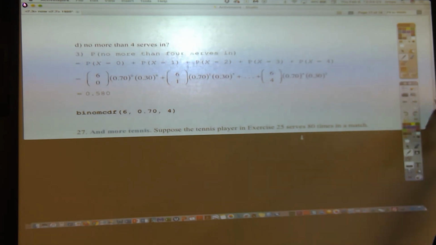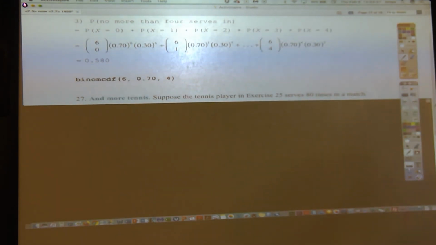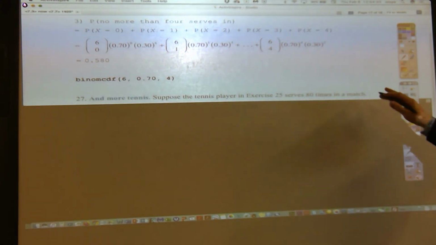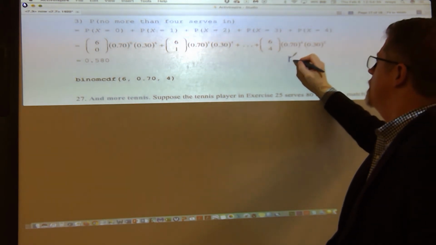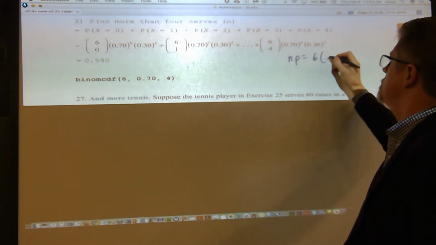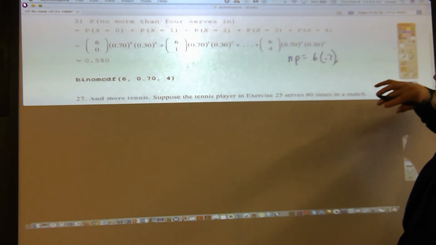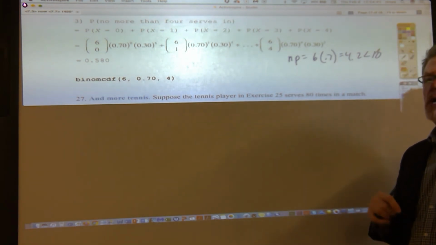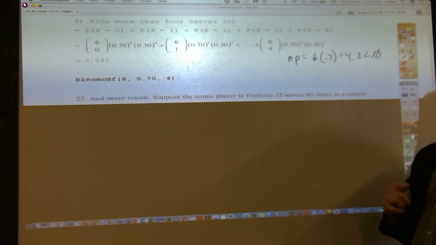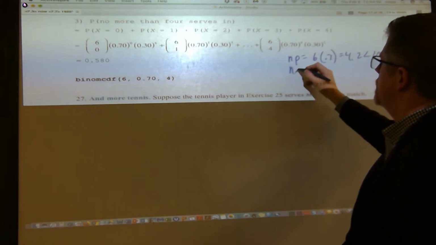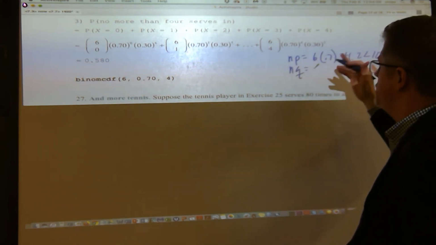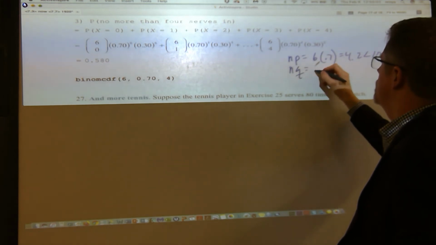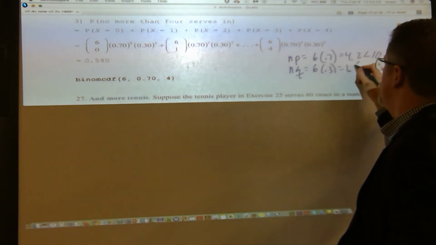Okay, let's move on to number 27. More tennis. Suppose a tennis player in exercise 25 serves 8 times in a match. By the way, could we have used a normal model up here? Let's look at np. np is 6 times 0.7, which is 4.2, and 4.2 is less than 10. So a normal model approximation would not have been warranted. You don't even have to check nq, because if one fails, they both have to succeed. n times 0.3 is 1.8, also less than 10.